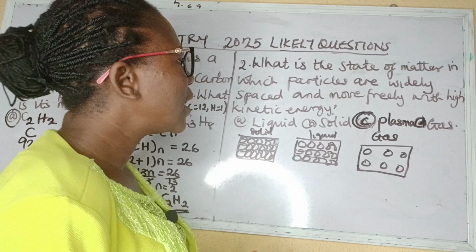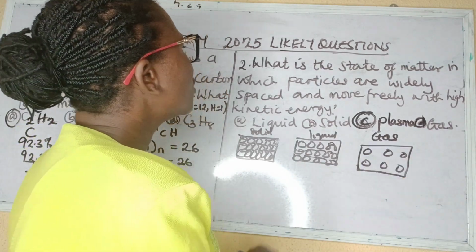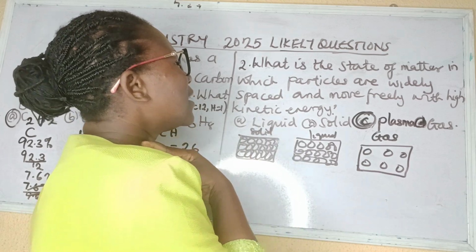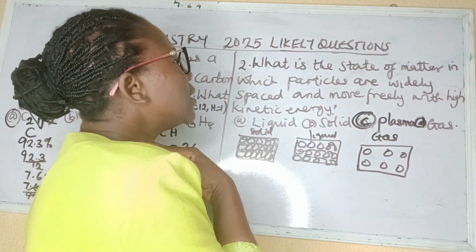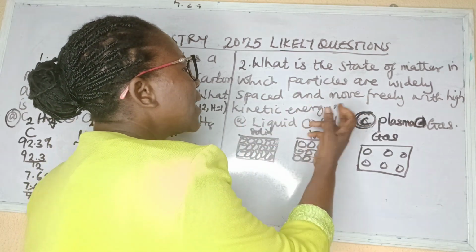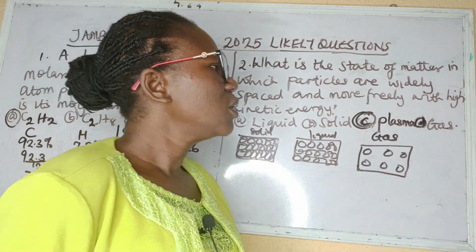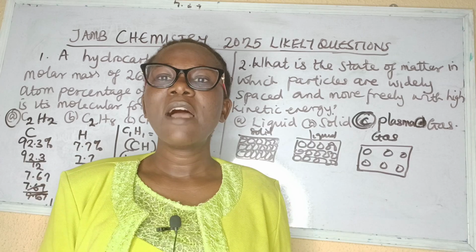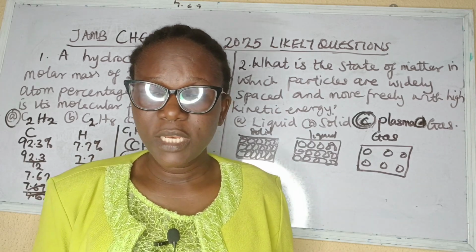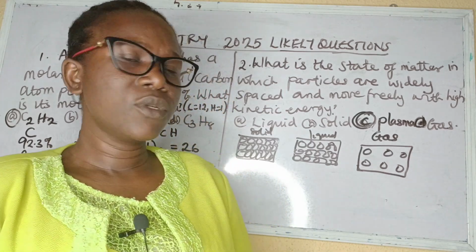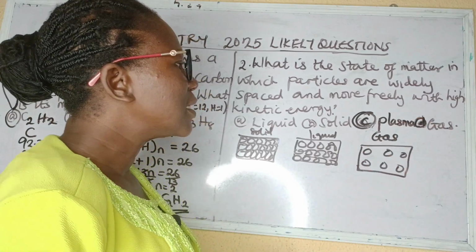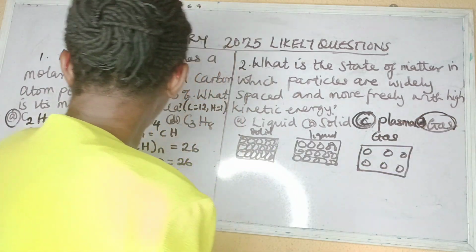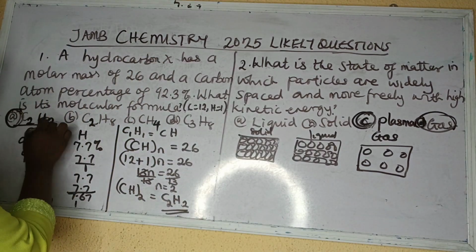And so the best answer here is D, because we are asked to choose the state of matter that is widely spaced and moves freely with high kinetic energy. And we would have chosen plasma. Plasma is another state of matter anyway, but in this case, plasma has particles that are electrically charged, positive and negative particles. So the best answer here is gas. So our answer is option D. While in the first one, our answer is option A.